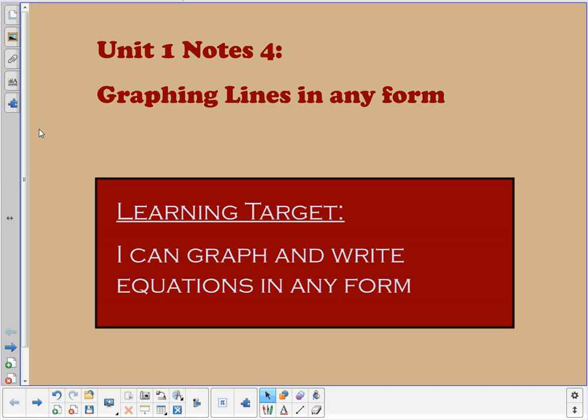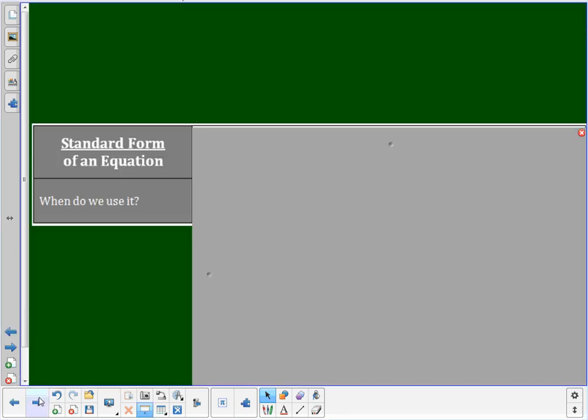We are talking about graphing lines in any form today. So our learning target is I can graph and write equations in any form. The form that we are learning today, so far we've talked about slope-intercept and point-slope form. Today we're going to talk about standard form of an equation.